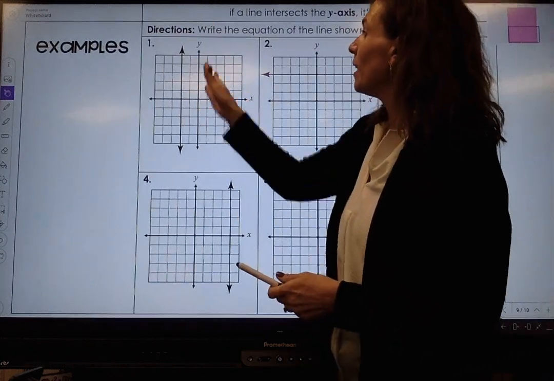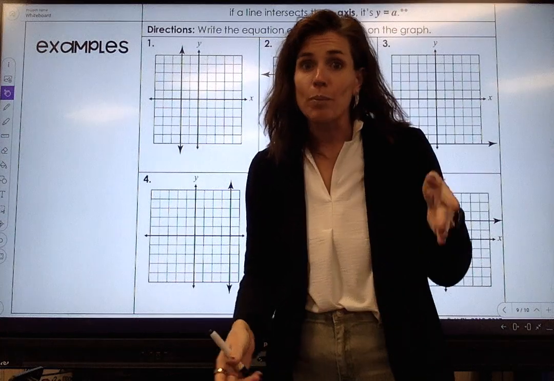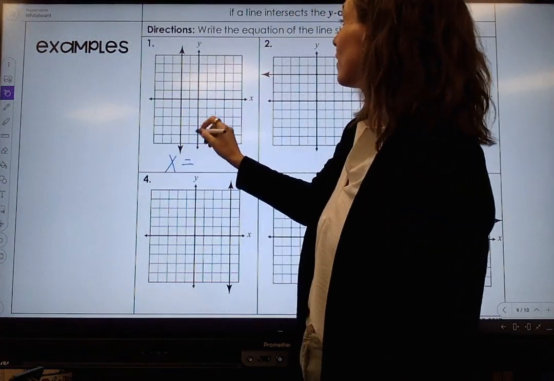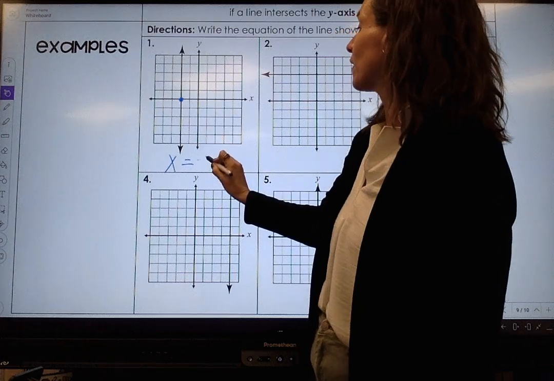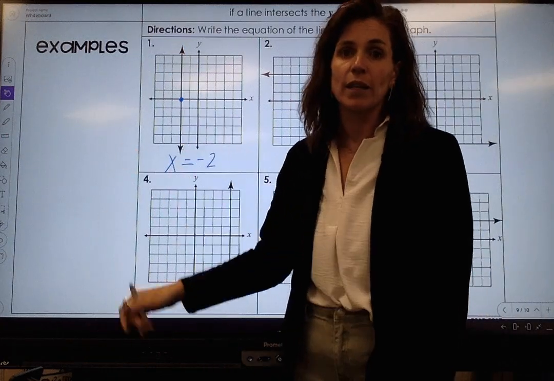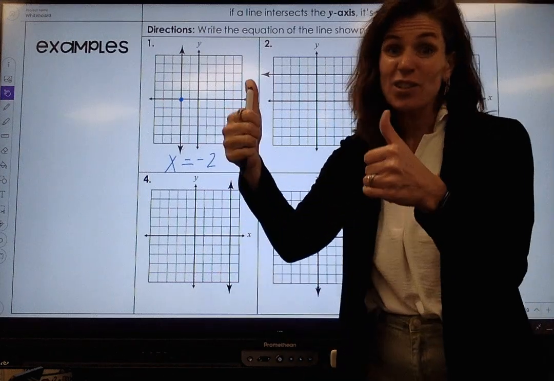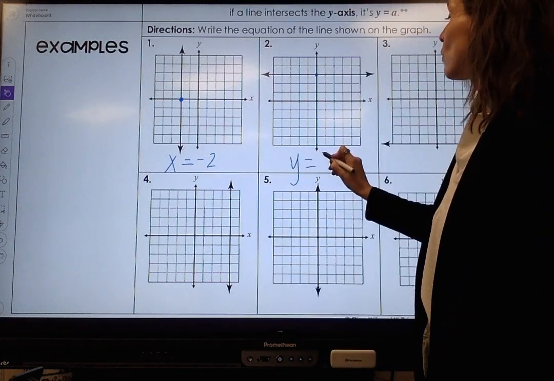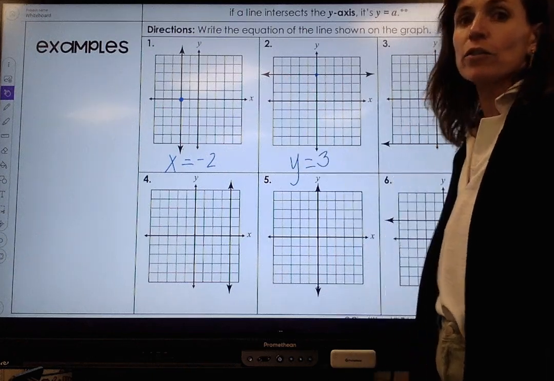So as we go through these, okay, so in number 1, this graph, undefined slope. Undefined slope is bad. It means x equals. And where does it intersect? It intersects at the -2. My x value is -2 because all of these, x is always -2. Number 2, it's a good situation. He's alive. So it's y equals, and y equals 3. That's where it crosses the y-intercept.